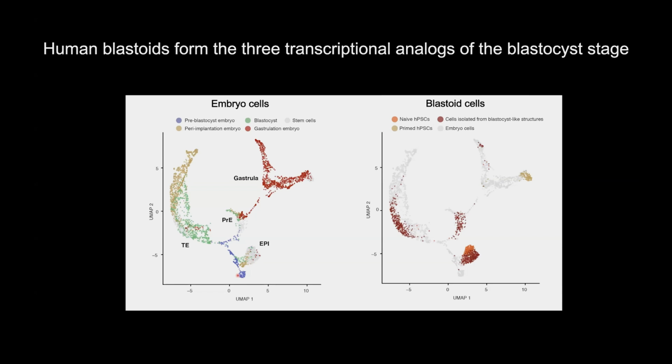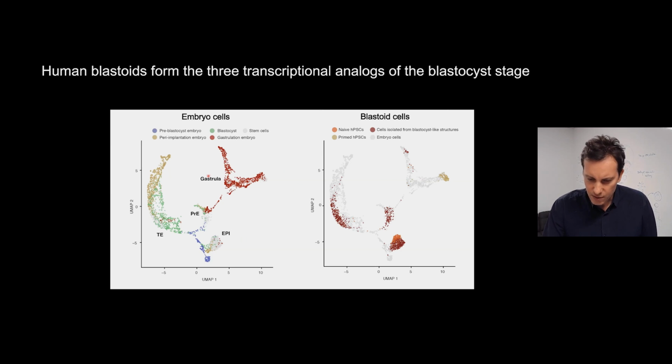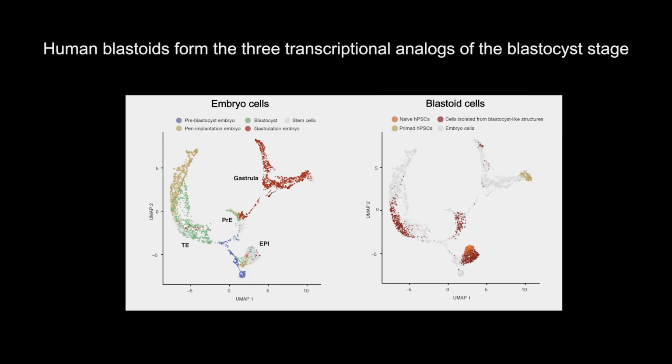And here you can see in blue the pre-blastocyst stage human embryo. Here the blastocyst, which is in green, you've got the trophoblast here, the primitive endoderm, and the epiblast. And here in those 2 colors, you have the post-implantation stages. And you can see that this is the reference map, and the cells of the blastoids are very nicely matching with the 3 different compartments of the blastocyst stage. We have spiked primed human embryonic stem cells that are very nicely hooking up to the gastrula stage.